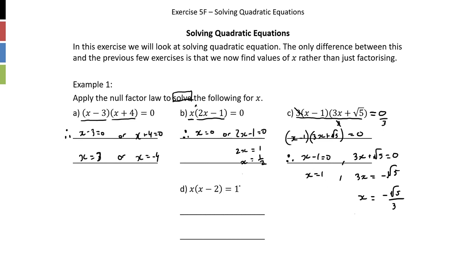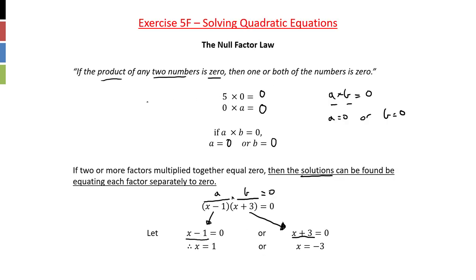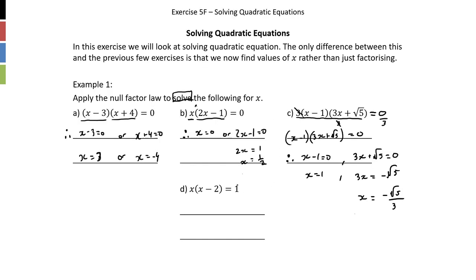Now, D down here, this is a little bit more difficult. Okay, the null factor law, we said if the product of any two numbers is 0, that means equals 0, we can use the null factor law. In this case, we have equals 1. So this doesn't work. Okay, we can't use the null factor law straight away. We can turn this equation though into x minus 2 minus 1 equals 0. Okay. Now we have it equal to 0, but we don't have now just a product. We have a subtraction on the left-hand side. So still we can't use null factor law.